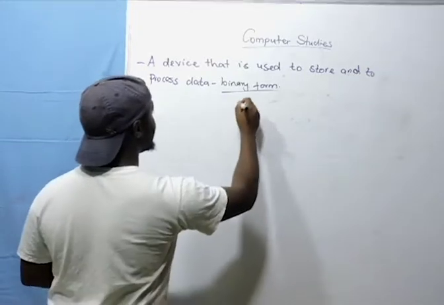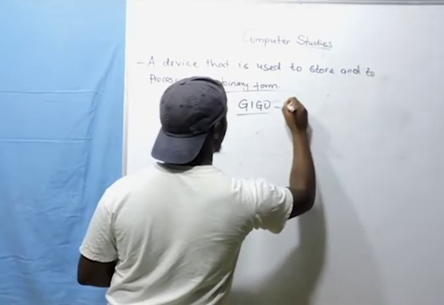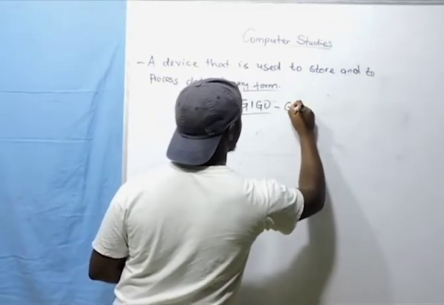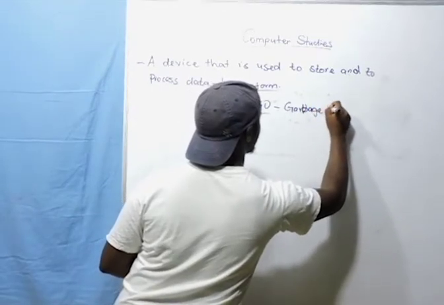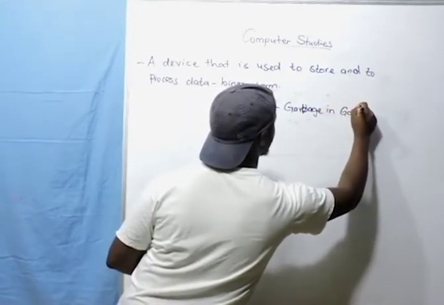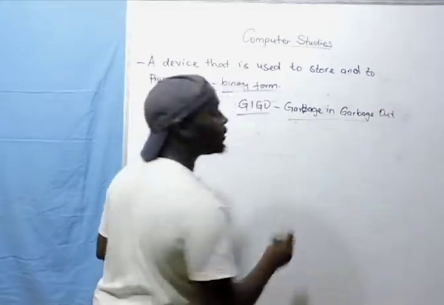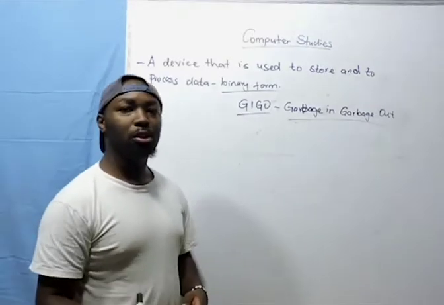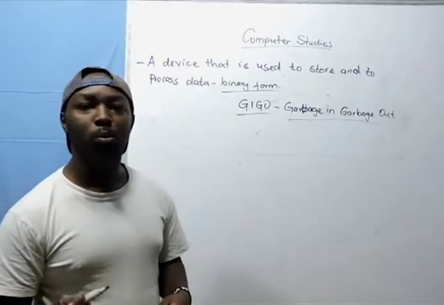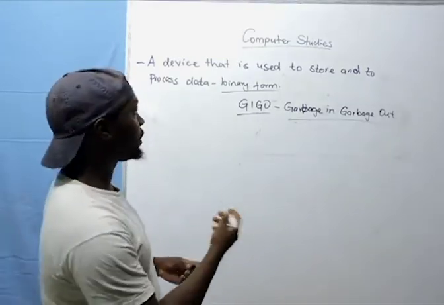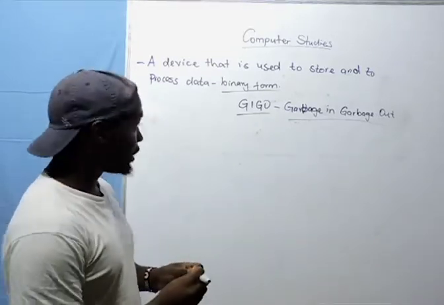We have this saying, GIGO. Basically, it means garbage in, garbage out. Whatever input that you give to the computer, that's what will be used to give you an output. That's why we say garbage in, garbage out. If you give wrong input, it gives you wrong output.